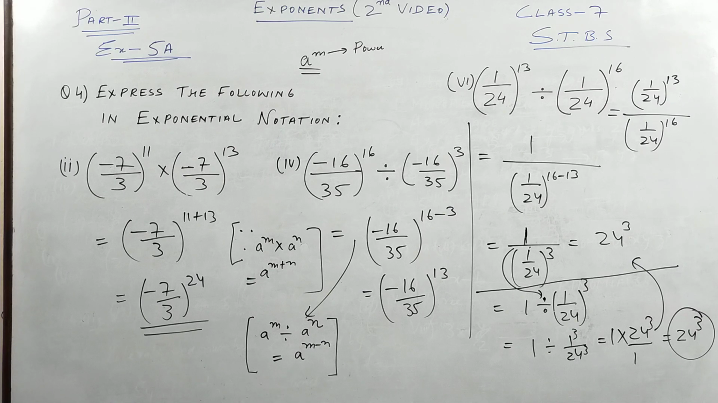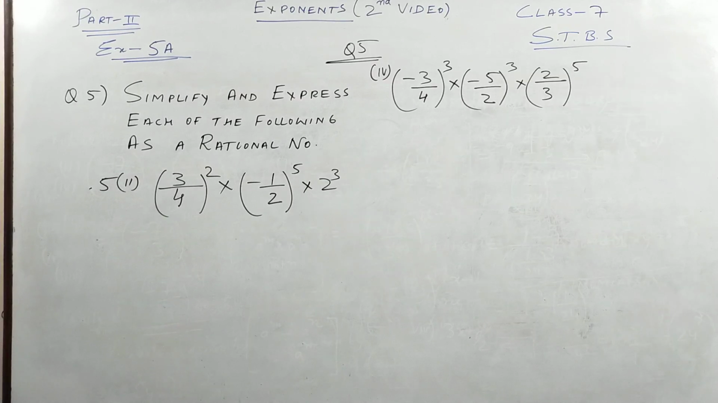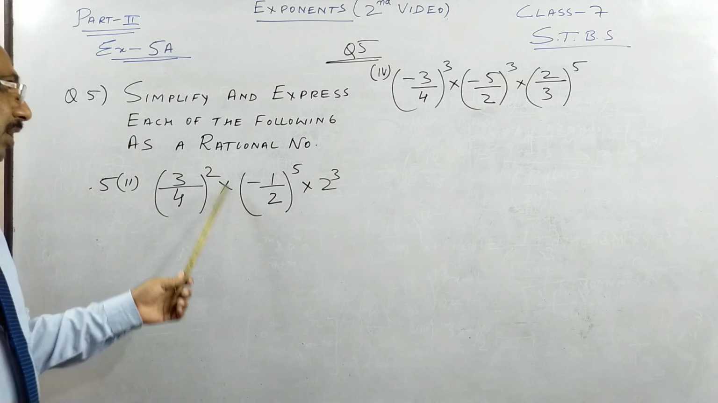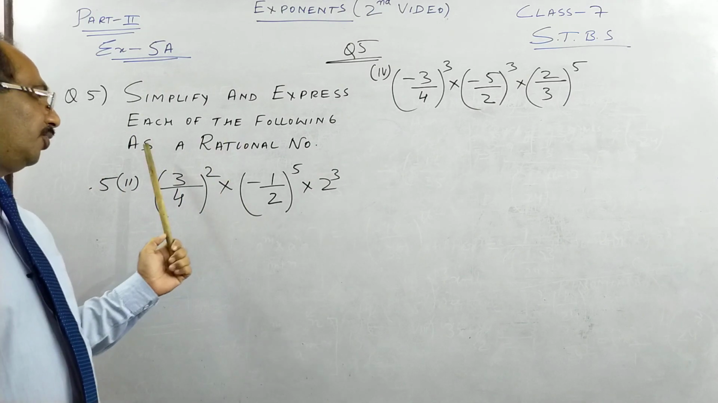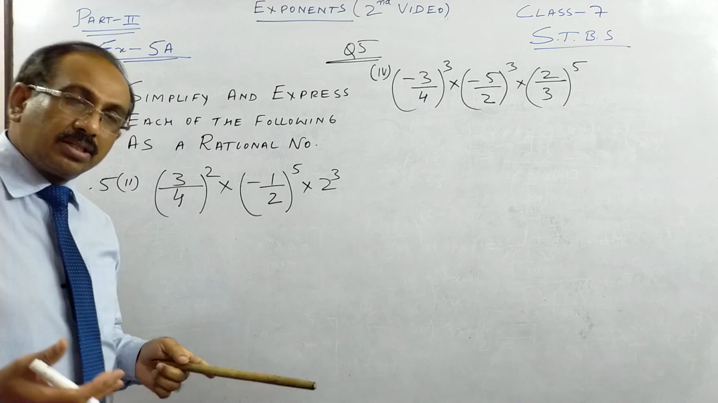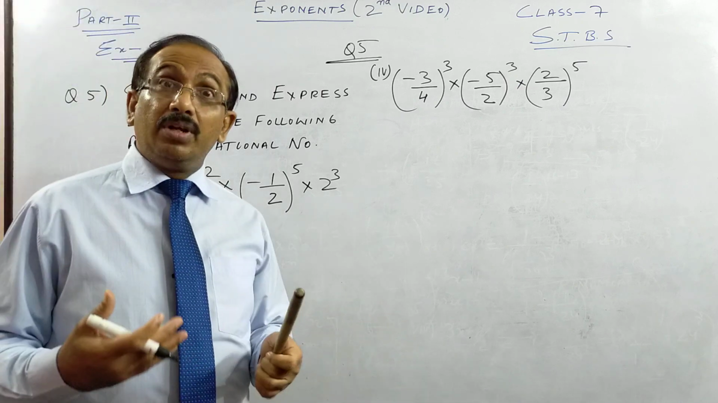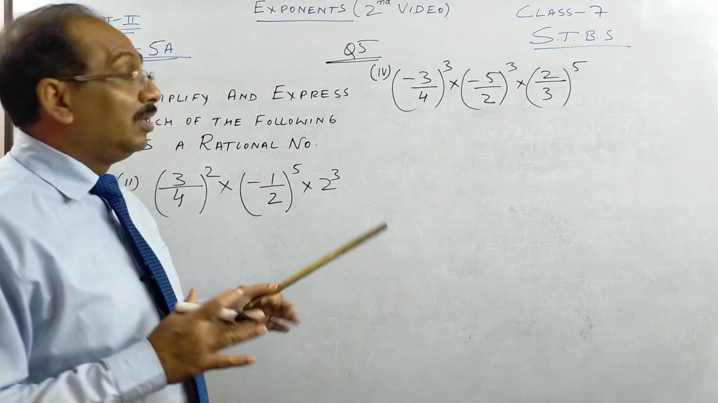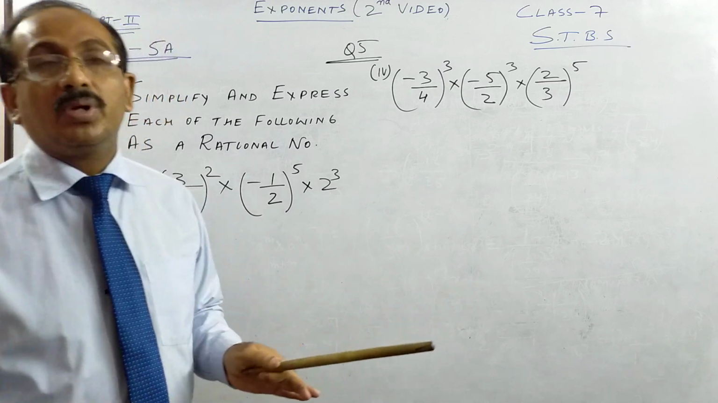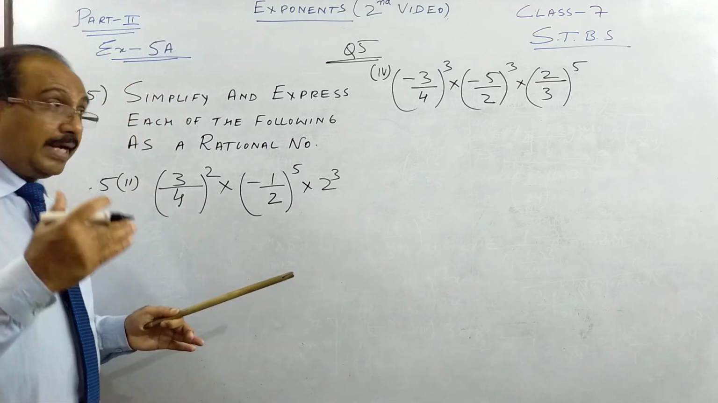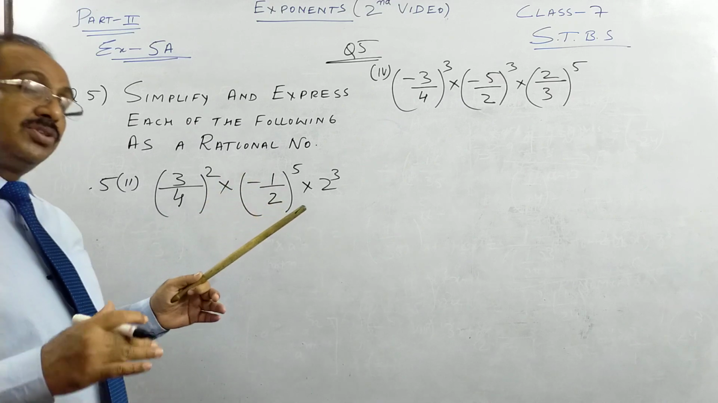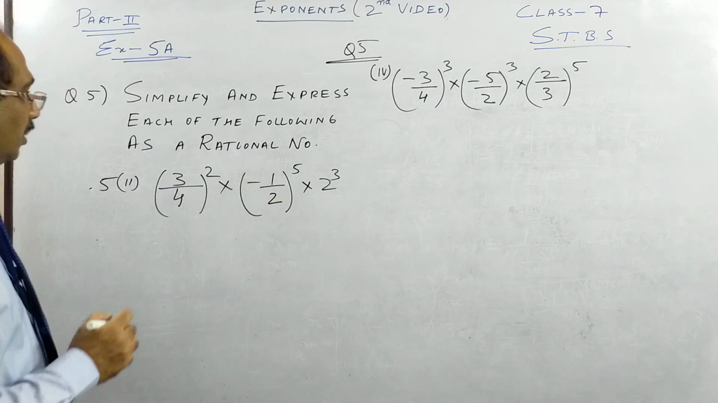So kindly pause the video and copy. So next we move on to question number 5. What the question says, children, please see. Simplify and express each of the following as a rational number. So as compared to the previous number, we were leaving the answer as a power, but here we don't have to write in power, we have to write as a rational number, as a fraction without power. So let us see how we do.